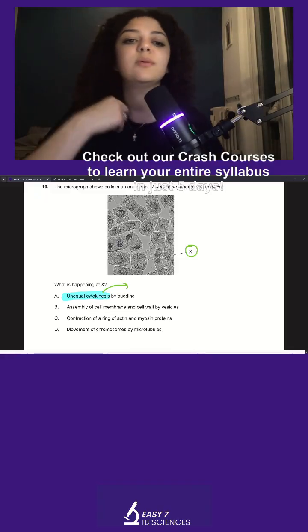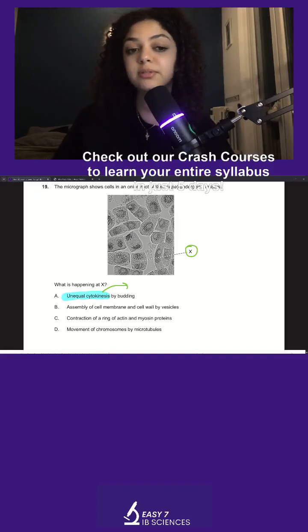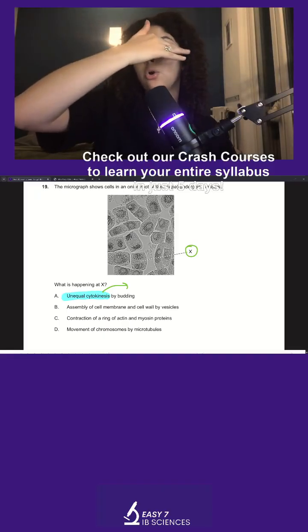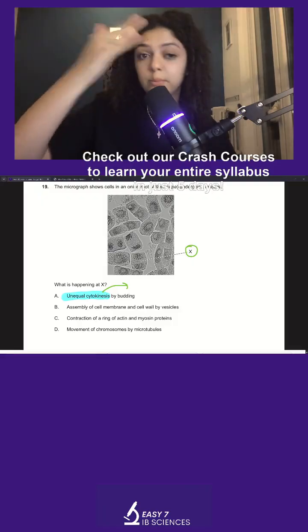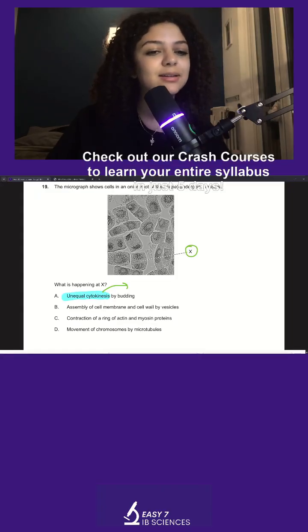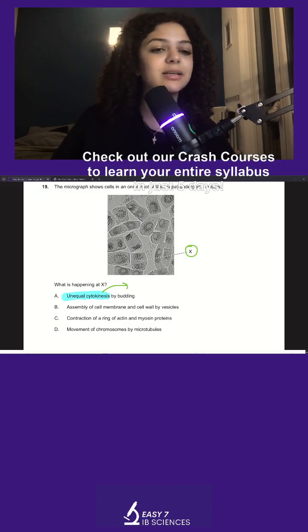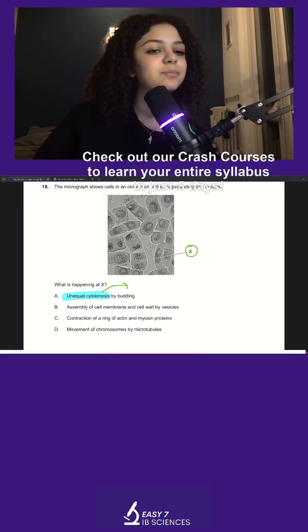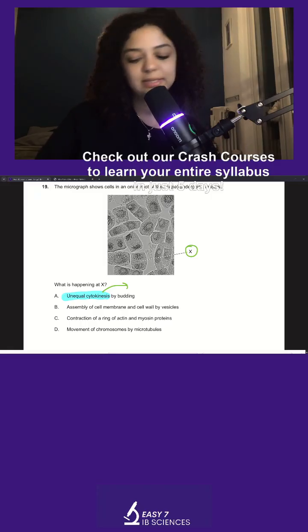Unequal cytokinesis. Does anyone know the example in your syllabus? Hopefully, the crash course students get this. What is the other example in the syllabus? The very common one of unequal cytokinesis. Very good job, Amelia. Oogenesis, perfect. Yeast and oogenesis, good job, Dalal. Exactly, exactly. Good job, Zilsha. Exactly. Good job, Hannah. Nice.